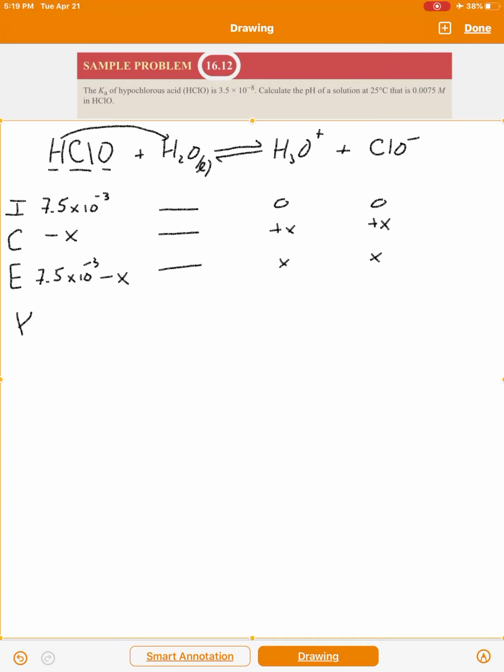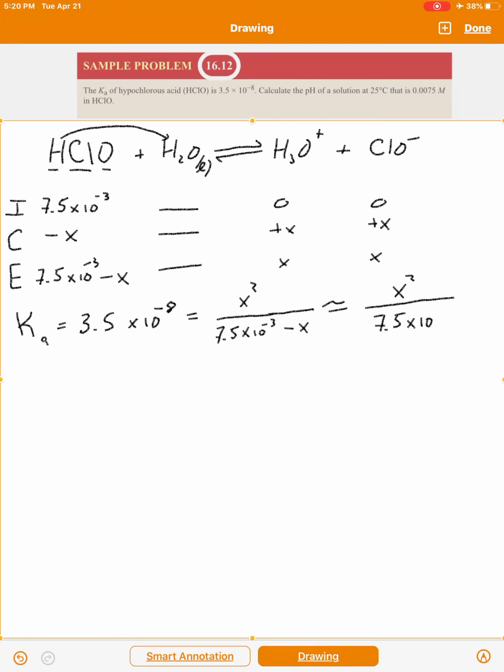So Ka is given as 3.5 times 10 to the minus 8. That's a really small Ka. That would be equal to the products, X times X, divided by the reactants. Let's go ahead and make the assumption that X is going to be really small compared to 7.5 times 10 to the minus 3. Okay. So now we can solve for X.